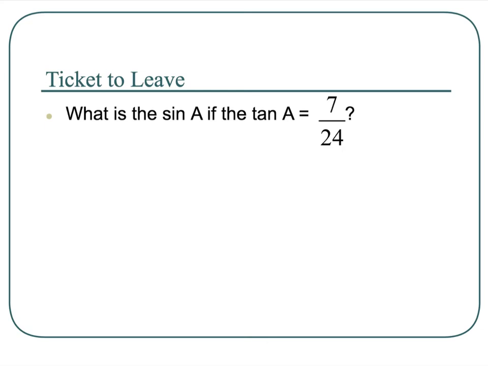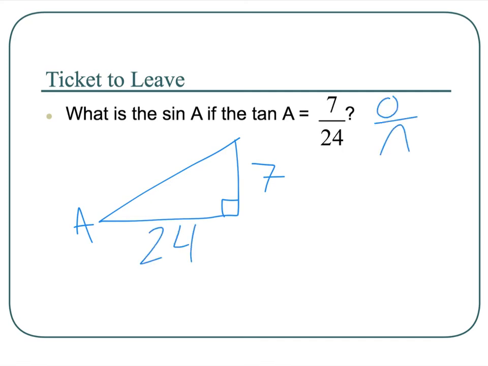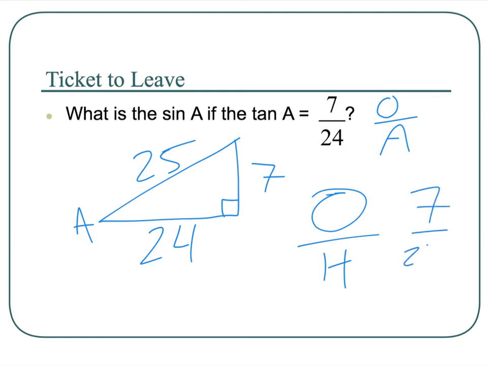One more. What is the sine of angle A if the tangent of angle A is 7 over 24? Well, 7 over 24, we'll call this A. Here's my right angle. Tangent is opposite over adjacent. You've got to know your SOHCAHTOA. This is going to be 25 then, because it's a 7, 24, 25. Hence why those triples are so important, not having to do the Pythagorean theorem every single time. So it's opposite over hypotenuse for sine, which would give me 7 over 25. Cool beans.